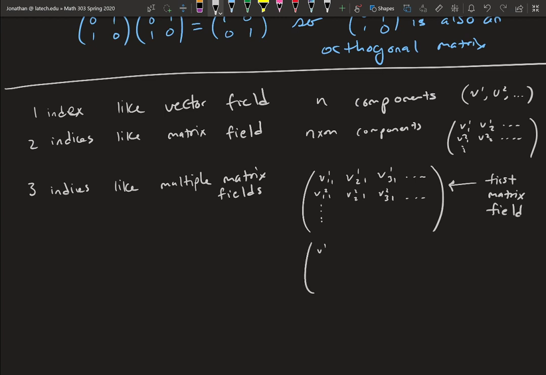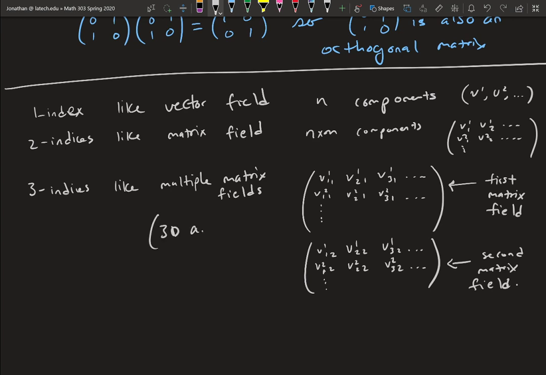And then v1,1,2, v1,2,2, v1,3,2, v2,1,2, v2,2,2, v2,3,2. This tells you you're in the second matrix field. So 3 indices would basically be a 3D matrix, a 3D array of functions.